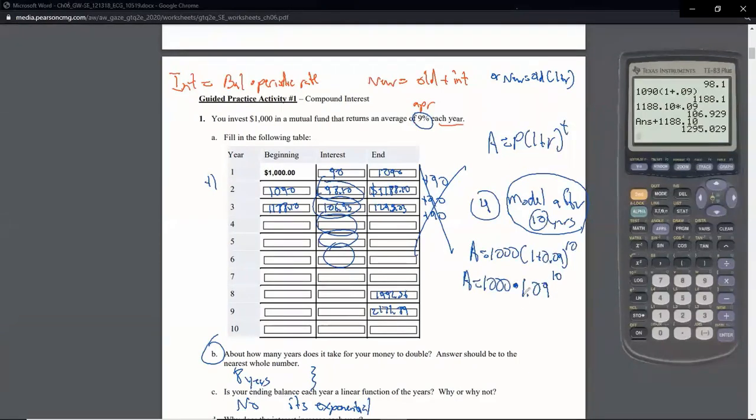You would not multiply first. PEMDAS is still important in your calculator. It would do this first. So if you're doing it step by step, you would have to do that same thing. And then you'd multiply by the 1,000.